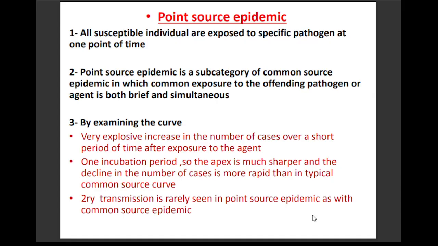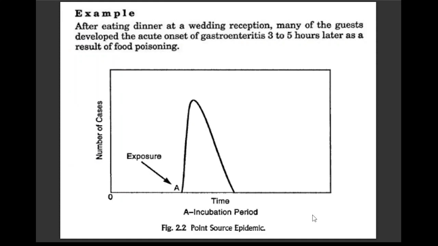Next is the point source epidemic. Here we can see the graph, and we can immediately distinguish it; the graph itself can explain everything. The primary exposure, upon a sufficient time of incubation, immediately gives rise to the number of cases. There is a sporadic rise in cases and it then lowers down immediately. So here we can see the bell-shaped curve.